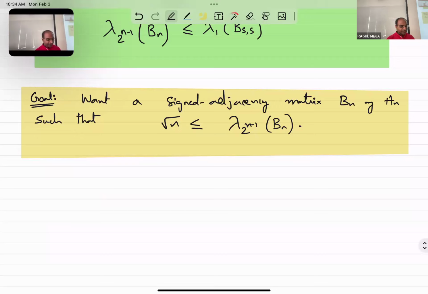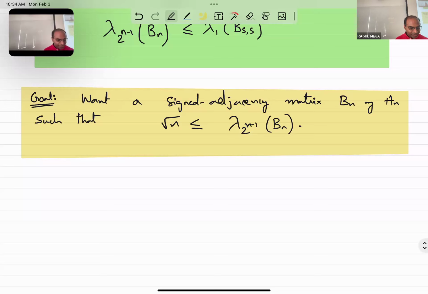If I can find such a signed adjacency matrix, then this would imply the graph theoretic version by our connection between signed adjacency matrix and the max degree. Any questions about this?